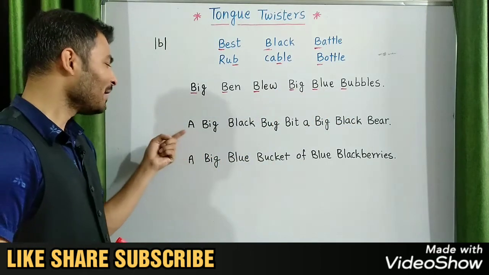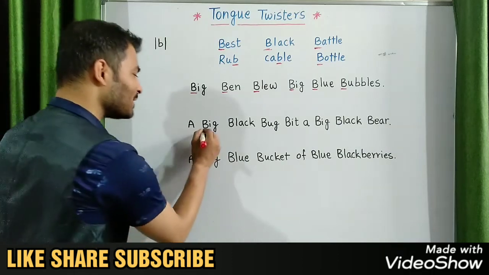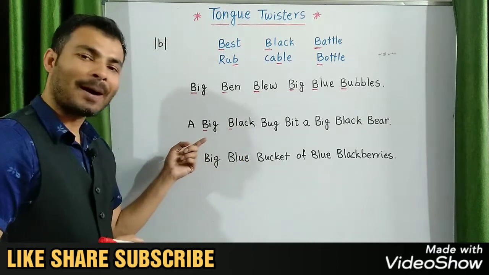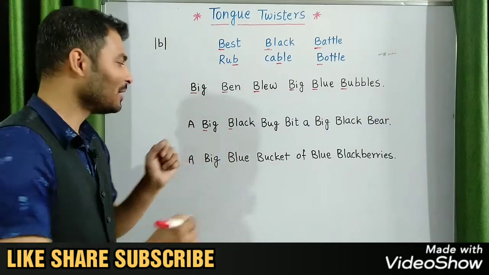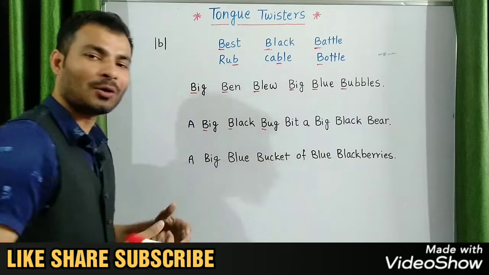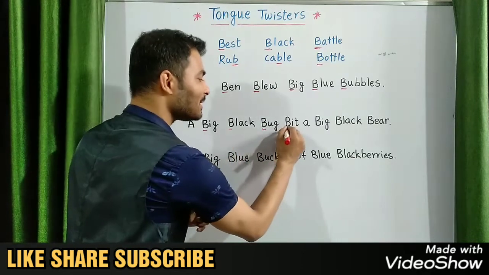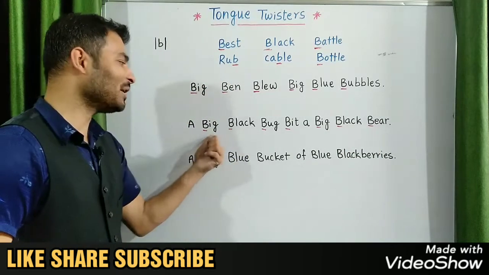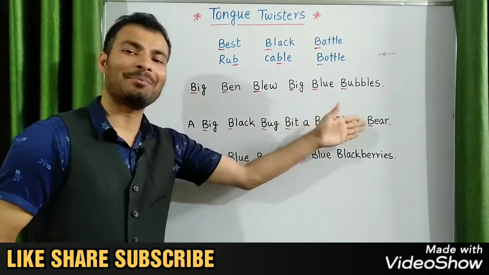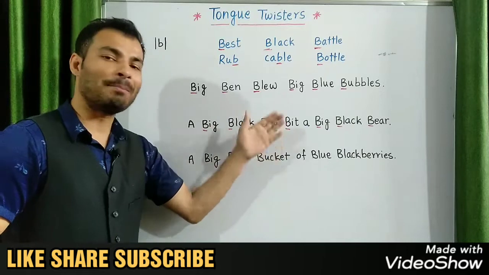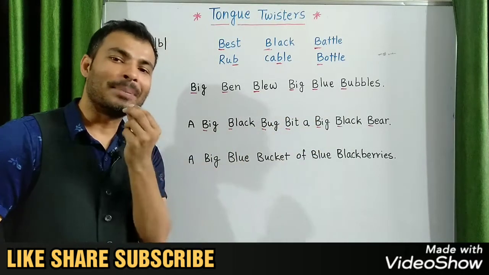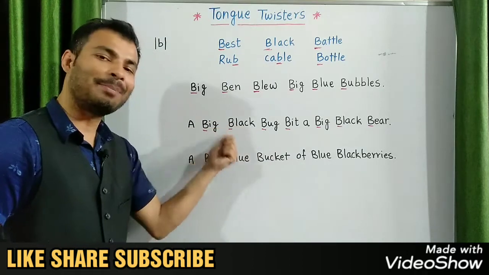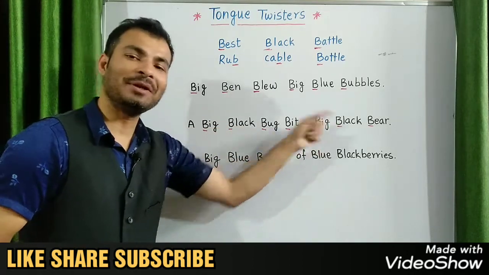Move on to the next. Next is a big. It's again the b sound, black. Big, a big, black. Bug. Bug means to annoy someone. Bit. A big black bear, right? So a big black bug bit a big black bear, right?